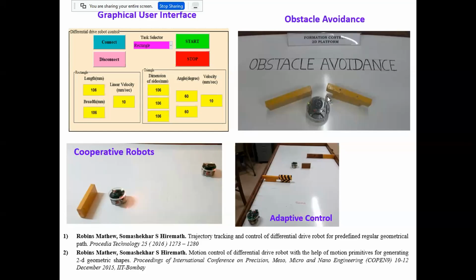Here also you will see obstacle sensing. You can place any number of obstacles, and the robots will move from the origin to the destination you define. They will move with the required velocity and a very minimal distance to reach the destination point. These are some of the papers showing the work carried out by us.